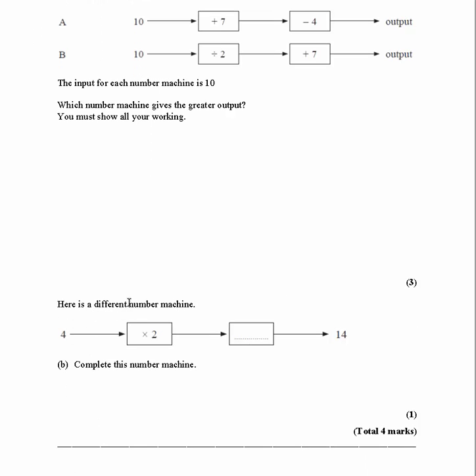And then down here we've got a different number machine. We can see 4 going into it. It gets multiplied by 2. I'm sure you can work out what comes out. And whatever that number is, gets made into 14 by this machine. So you've simply got to write down what this machine must do here to make the number that comes out after multiplying by 2 into 14.